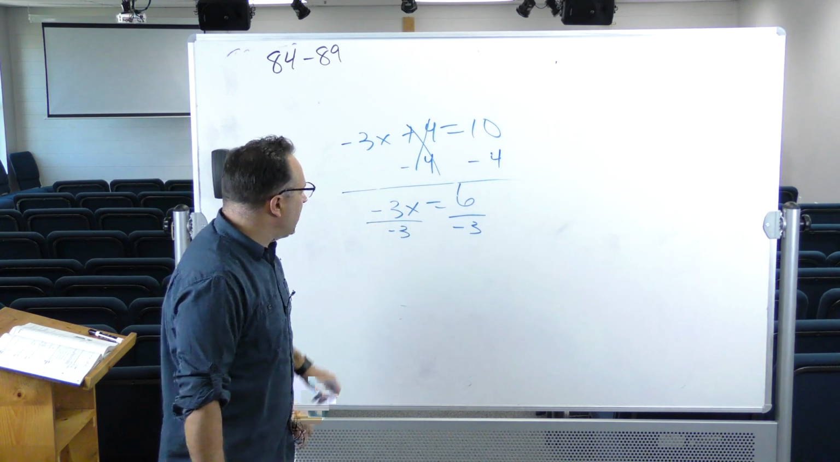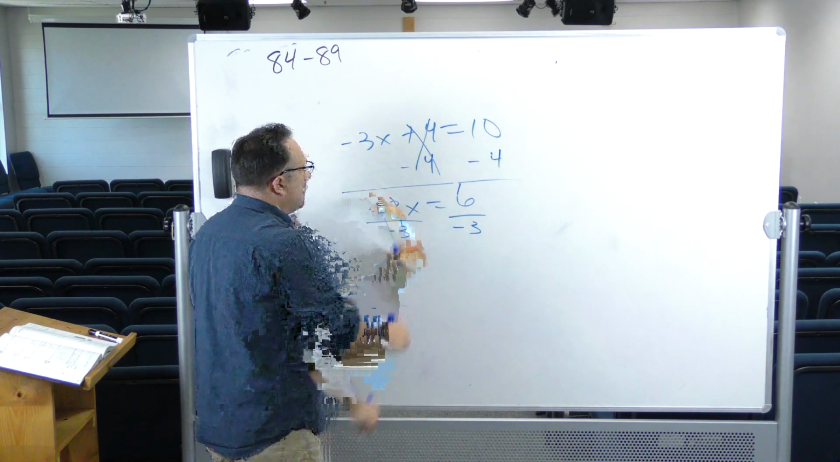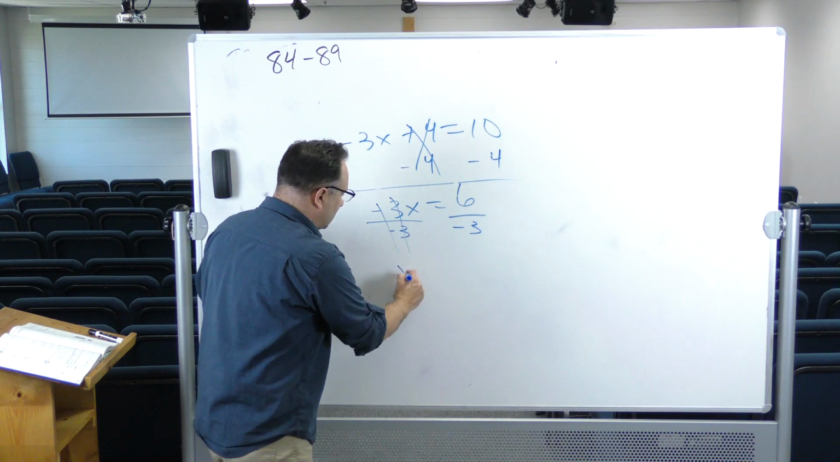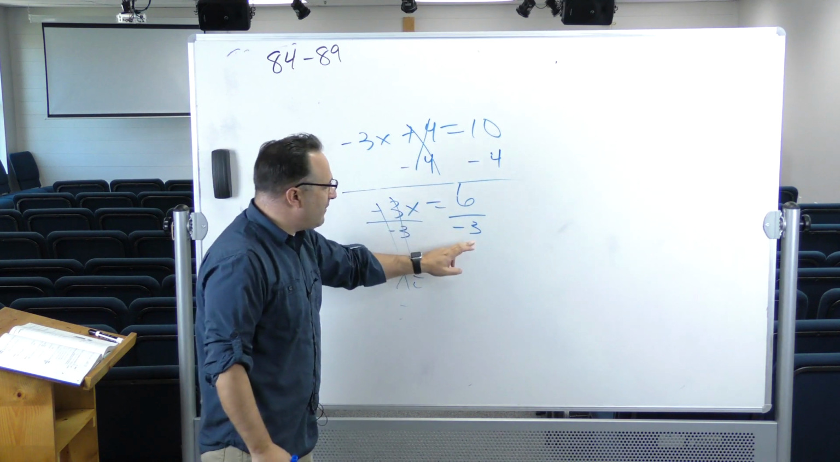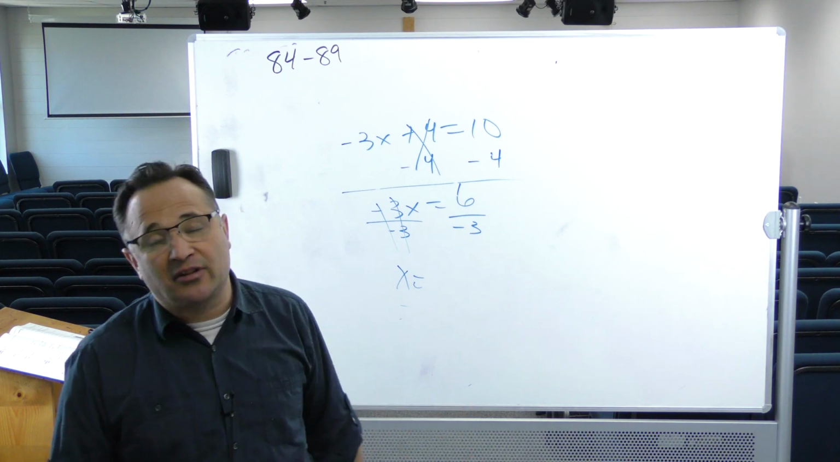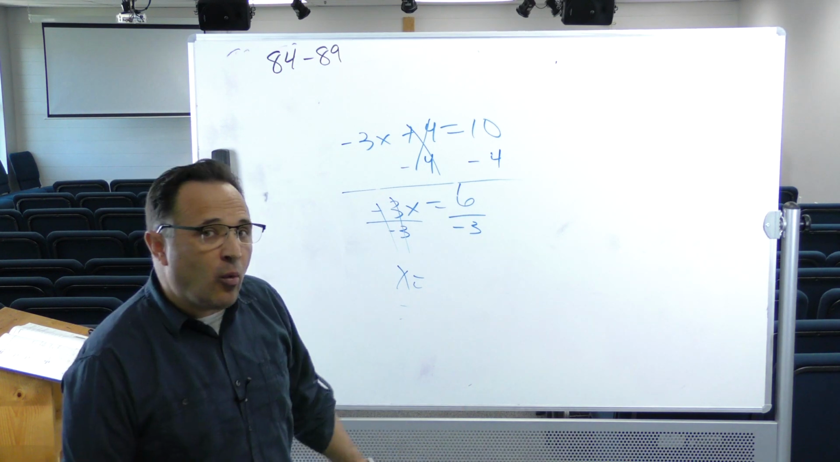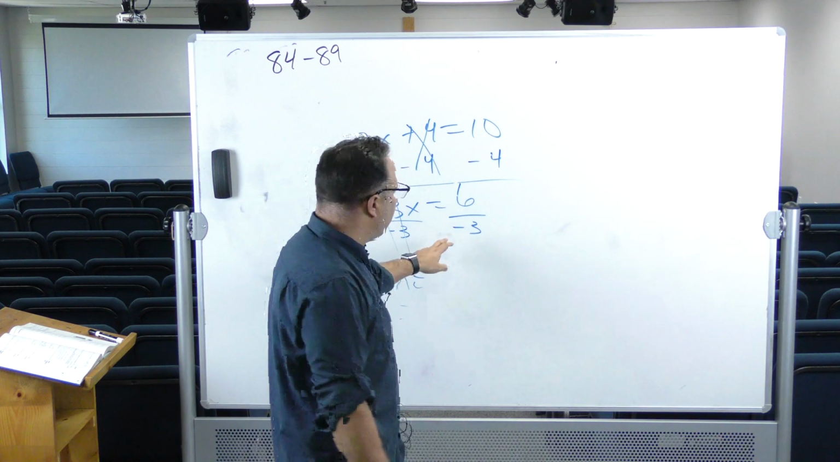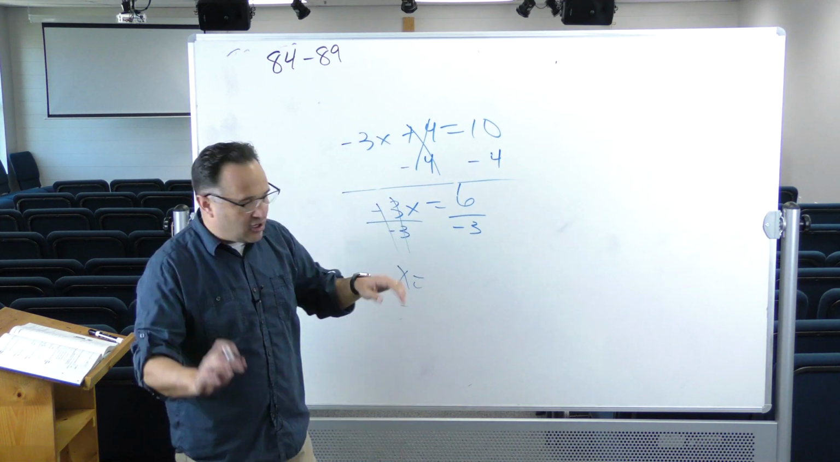So negative 3 over negative 3 just cancels out. And so now I have the x by itself. And now I have 6 divided by a negative 3. Now I've told you before, you can't have an answer with a negative denominator when it's all said and done. But while you're working a problem, you can leave that there as you're rationalizing the problem.